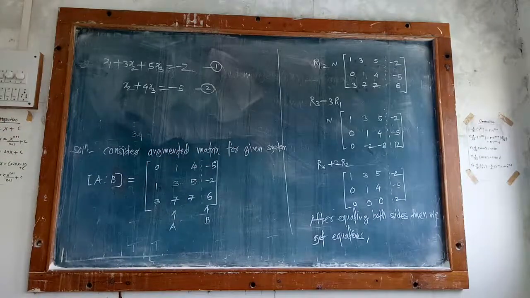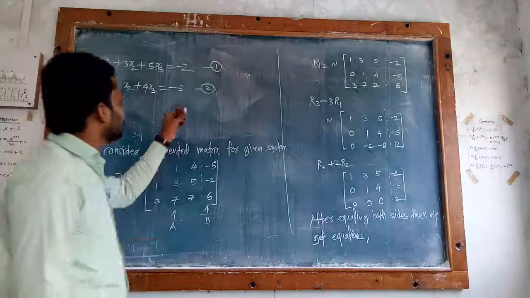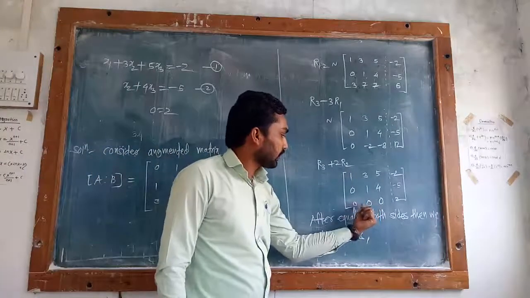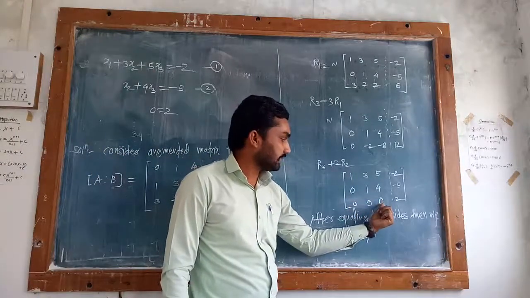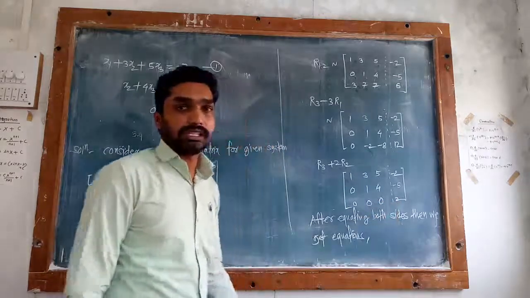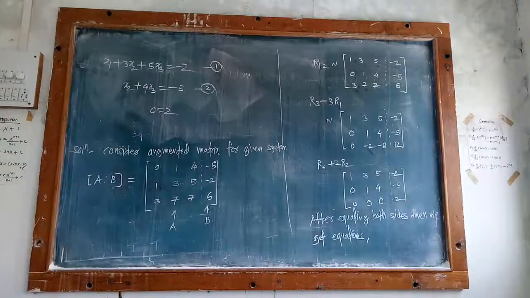So from these three entries, what do we get? 0x1 plus 0x2 plus 0x3, here the coefficient of x3 is 0. So we get 0 equal to 2. So is it possible? This is not possible, right? So from that system we get a triangular form. So this system has no solution, right?